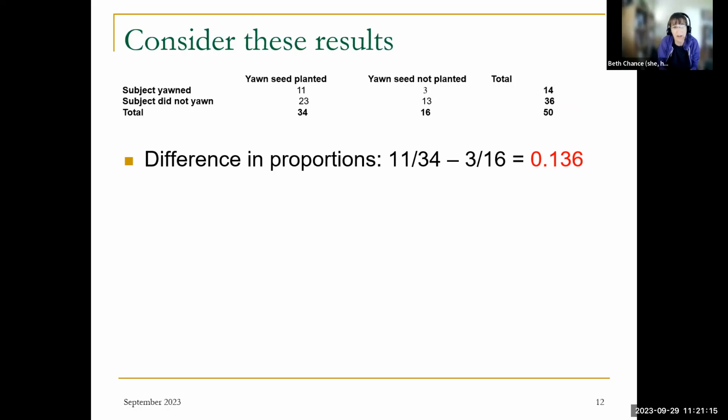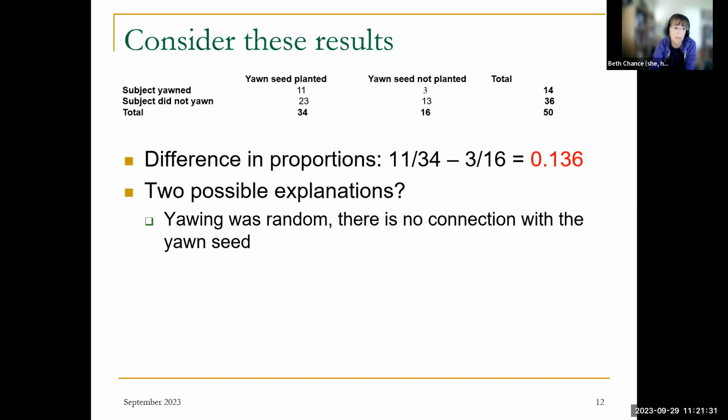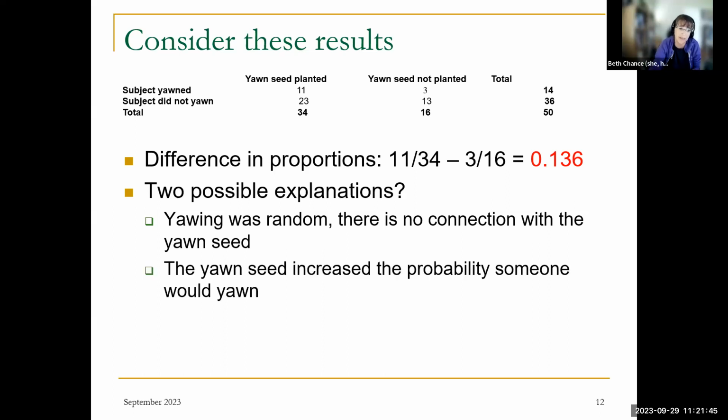I think it's starting to get a little harder to decide: is that far away from 0 or not? We need to do a little bit more analysis to decide if we want to consider that a statistically significant difference, or however you want to call that. So again, I might start with the 2 possible explanations. Yawning is random. There's no connection with the yawn seed, right? They did randomly assign them to whether they got a yawn seed or not. So again, I'm going to cross off a bunch of other possible explanations and think that random assignment balanced everything out. And then the other explanation could be that the yawn seed really does count.